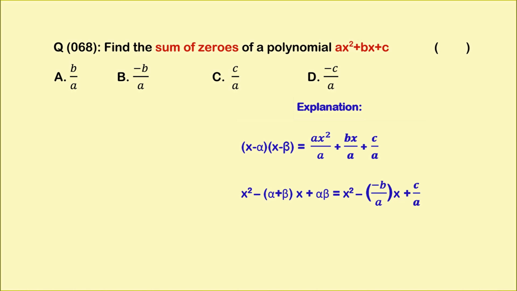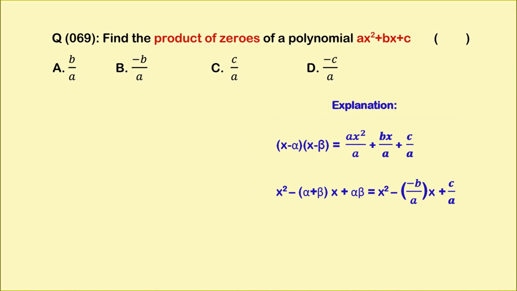If you write like this, x square minus of minus b by a of x plus c by a. So here alpha plus beta value is minus b by a, and alpha into beta value is c by a. So sum of the zeros is minus b by a, and the product of the zeros is c by a. So the right answer is b, minus b by a.